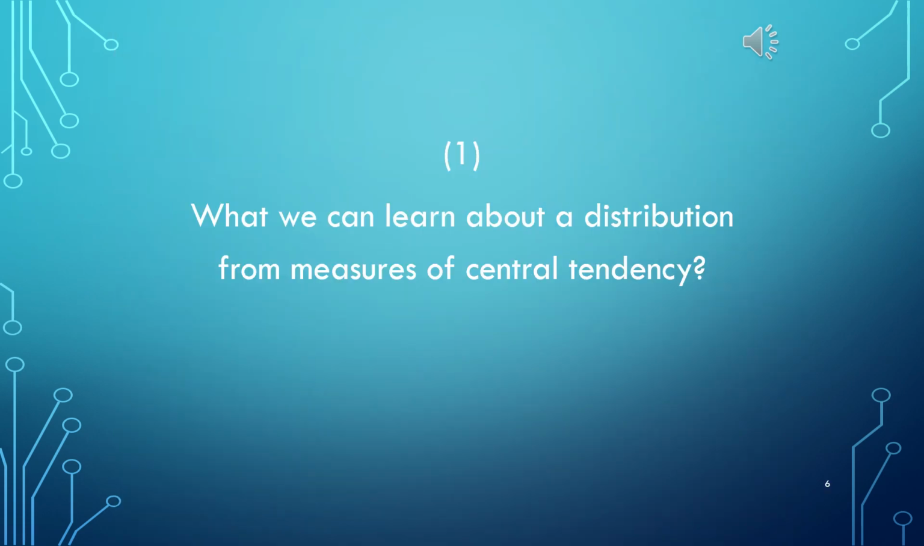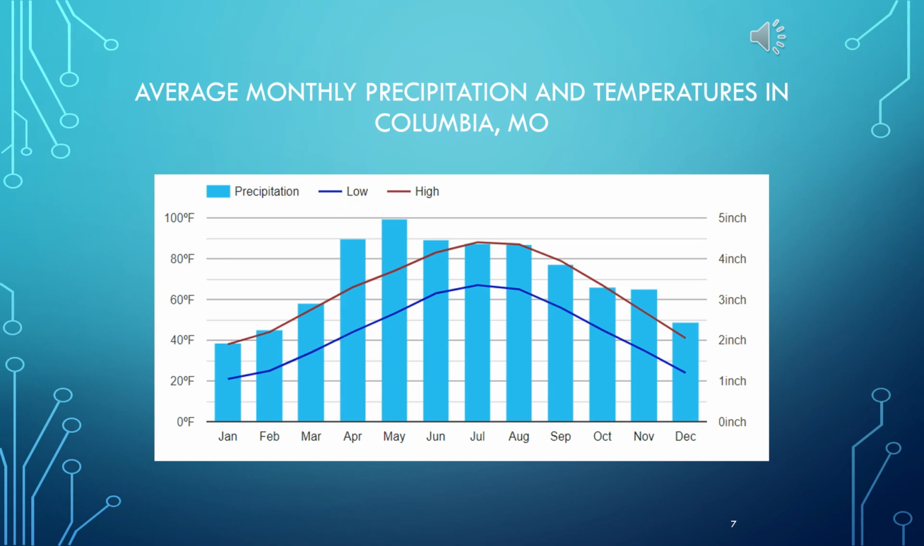So let's jump in and first learn what we can know about a distribution from measures of central tendency. Something that's really nice about measures of central tendency, like mean or median, is that they give you kind of an overall sense for what's going on. And sometimes they are really well representative of the data, and sometimes they're not. What you're looking at here is just a graph of average monthly precipitation, which are those bars, as well as average monthly temperatures, with the highs being the red line and the lows being the blue line.